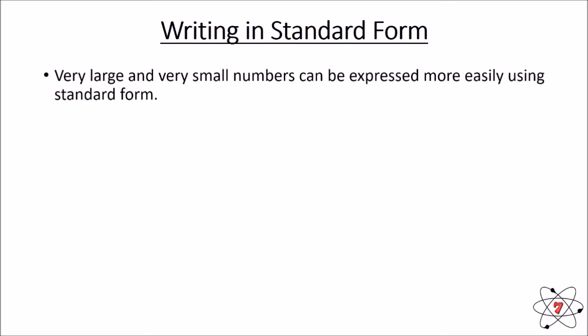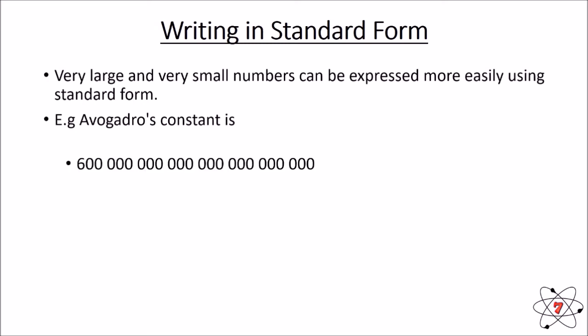Standard form is a way of writing very large or very small numbers and showing them easily. So let's take a really important number in science. It's called Avogadro's constant. It's also known as a mole. And we've got 6, and then we've got lots of zeros. So let's count them. We put them into threes. That makes our life a little bit easier.